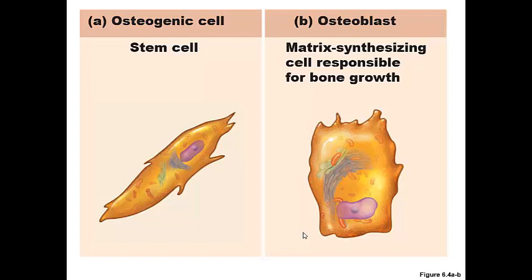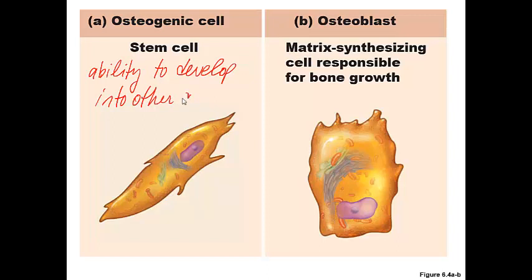So this slide is showing some of the major cells, the microscopic anatomy of the bone. And there are five major cell types that populate bone tissue. There are osteogenic cells, which are the stem cells. So these stem cells are going to have the ability to develop into other cells. That's what a stem cell is.